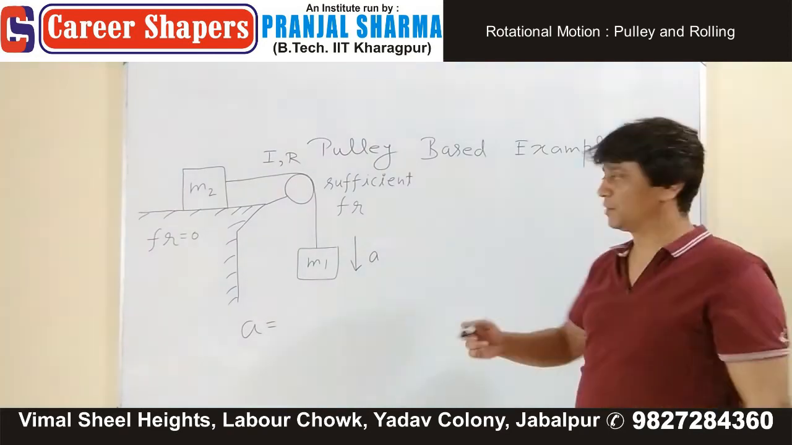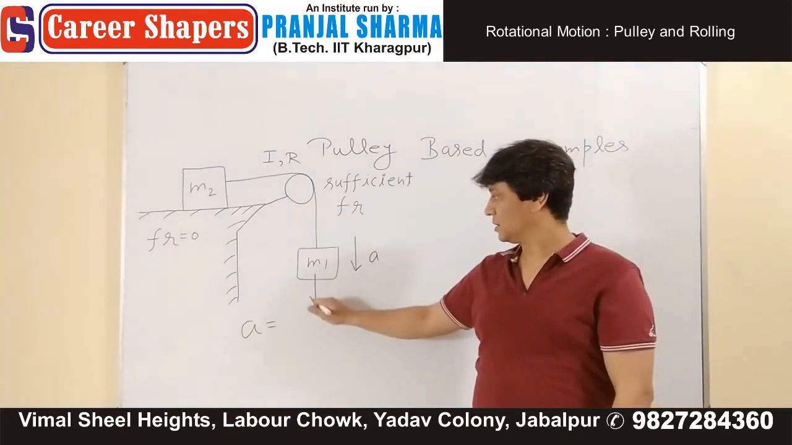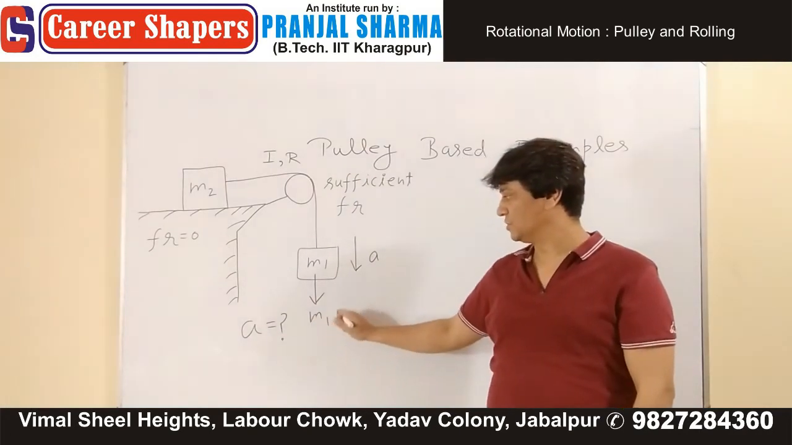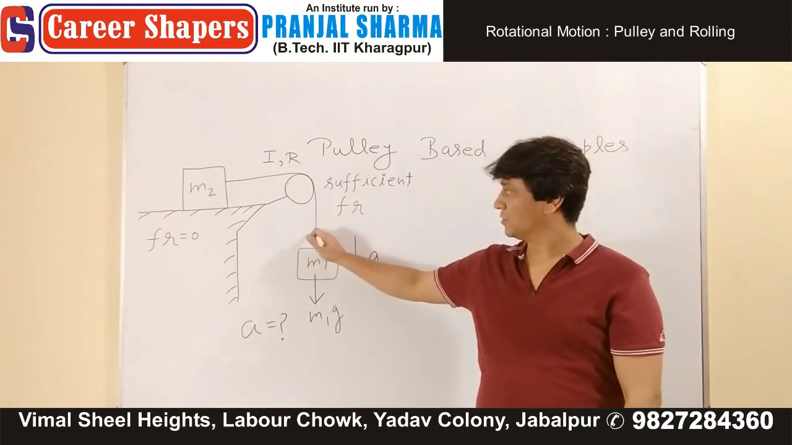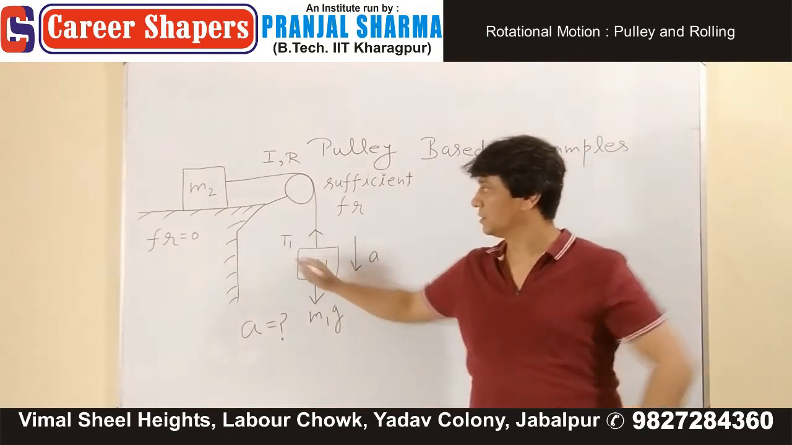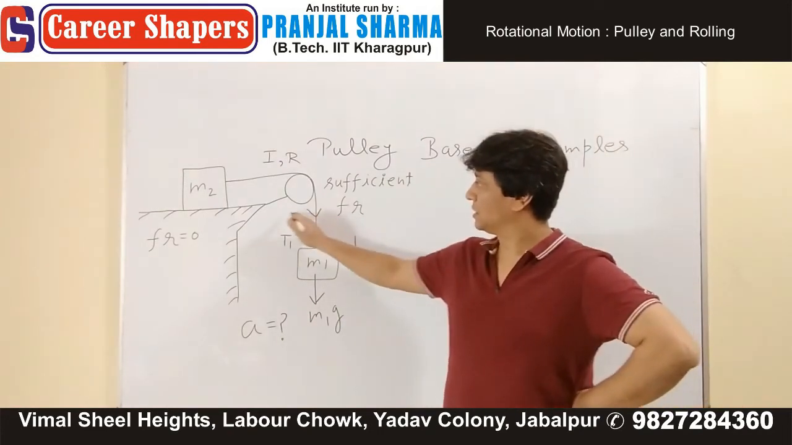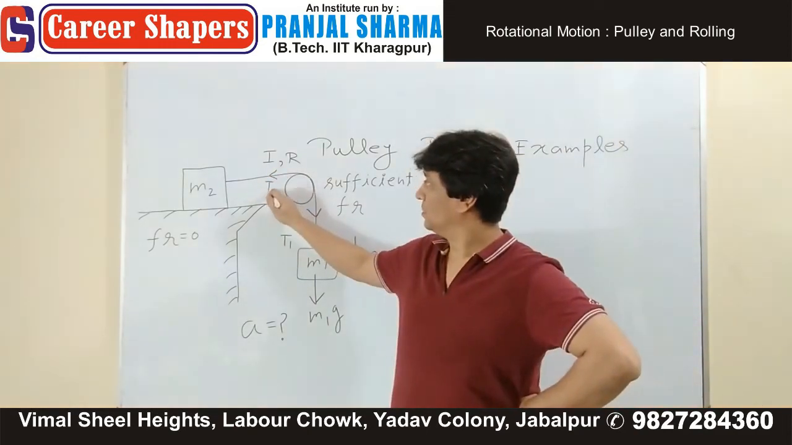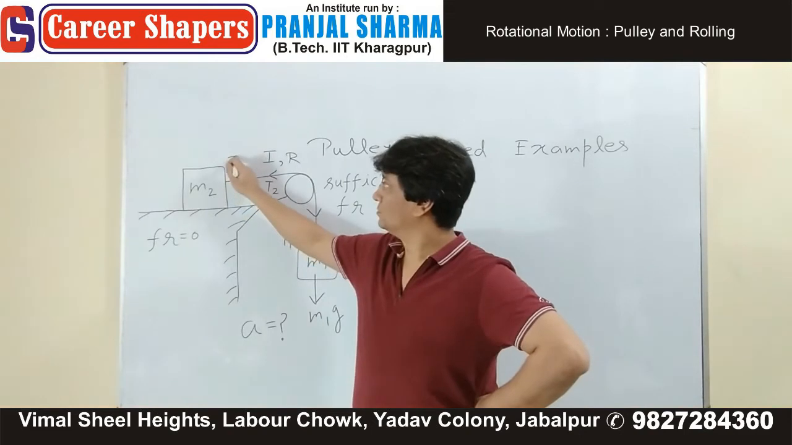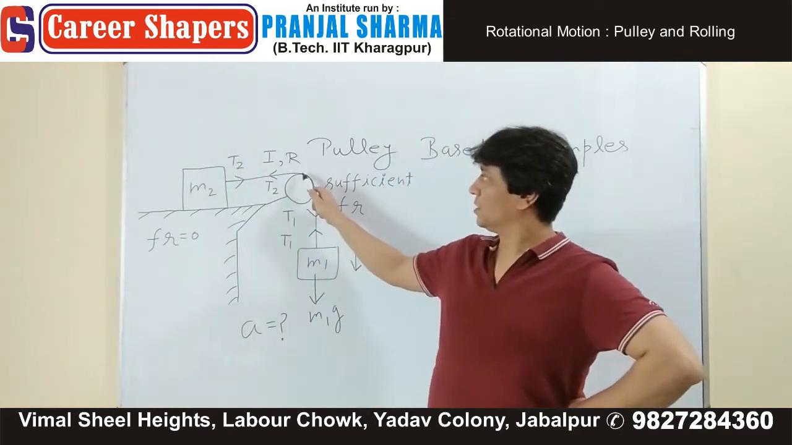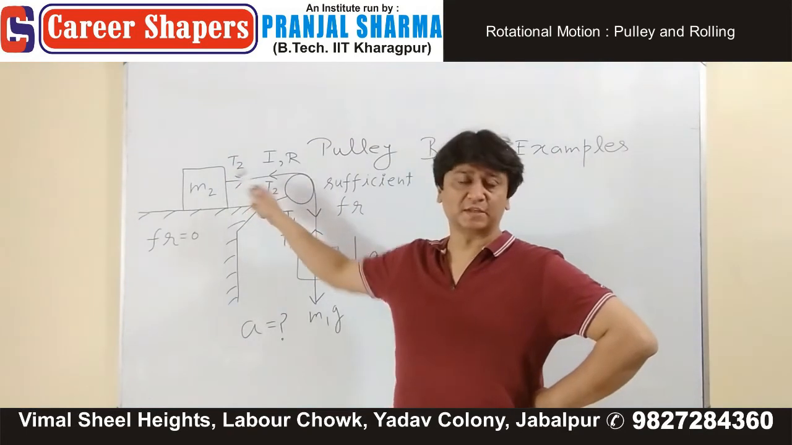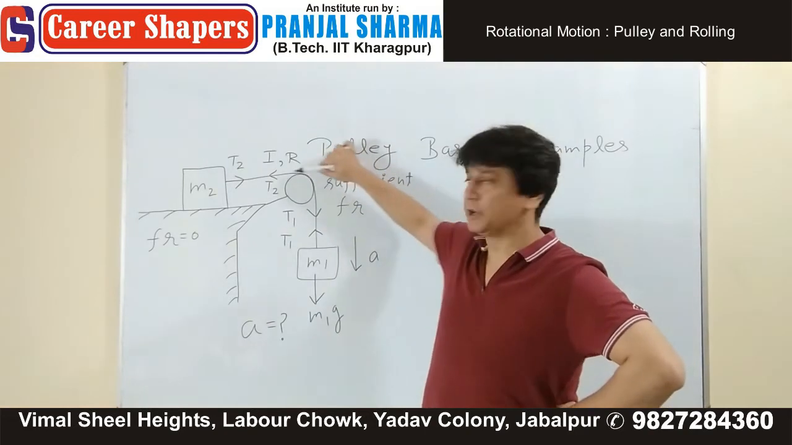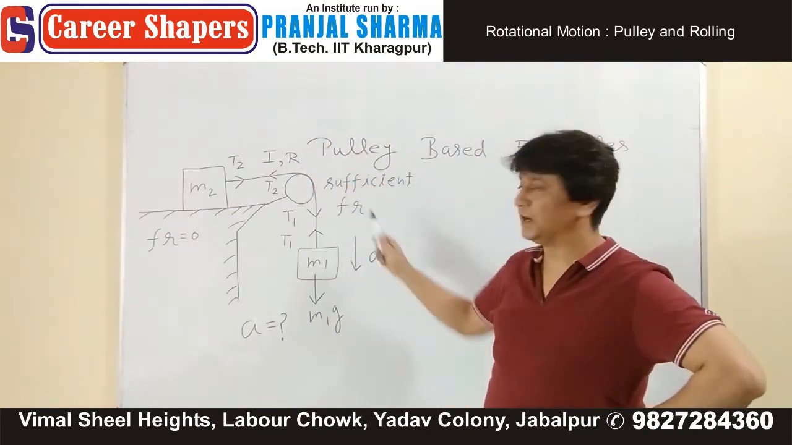Look, how do you form equations? Downward force is N1G. This is T1. This is also T1. But this is T2. This is also T2. From this place to this place, tension will remain same. From this place to this place, tension is going to change because of sufficient friction.